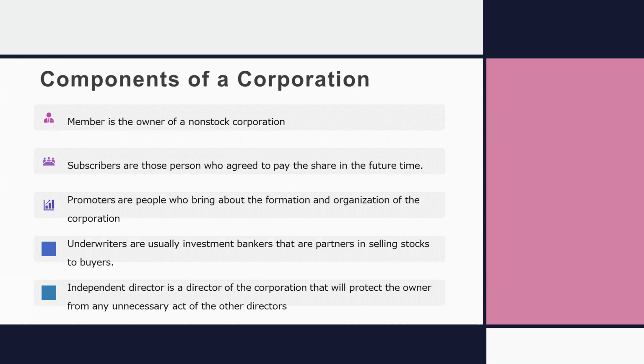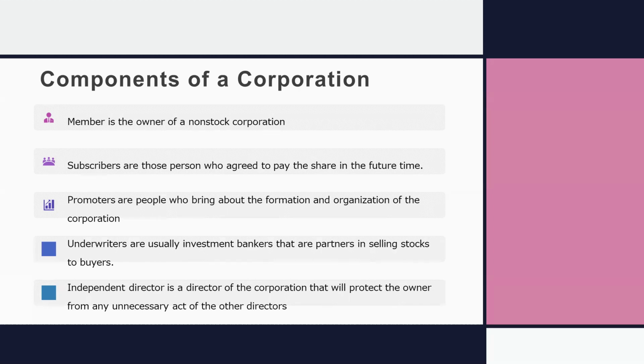Underwriters are usually investment bankers that are partners in selling stocks, not to buyers. Then, lastly, the independent director is a director of the corporation that will protect the owner from any unnecessary act of other directors, because the independent director is the director who has no direct contact, or I mean, is not part of the day-to-day operation. So, for example, he is not the president, not an officer of the corporation.